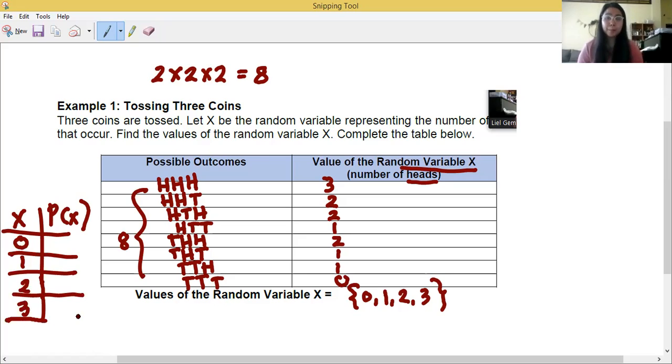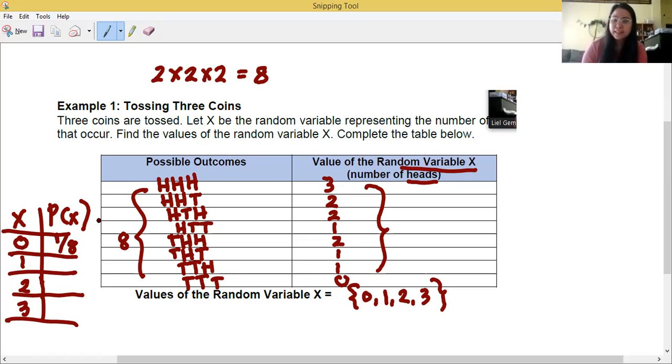If we talk about probability, we talk about chances. What's the chance that that value will occur? Now, if you look at the second column, how many times did we see 0? We just see it once out of 8 outcomes. So the probability is 1 over 8 or 1 out of 8.